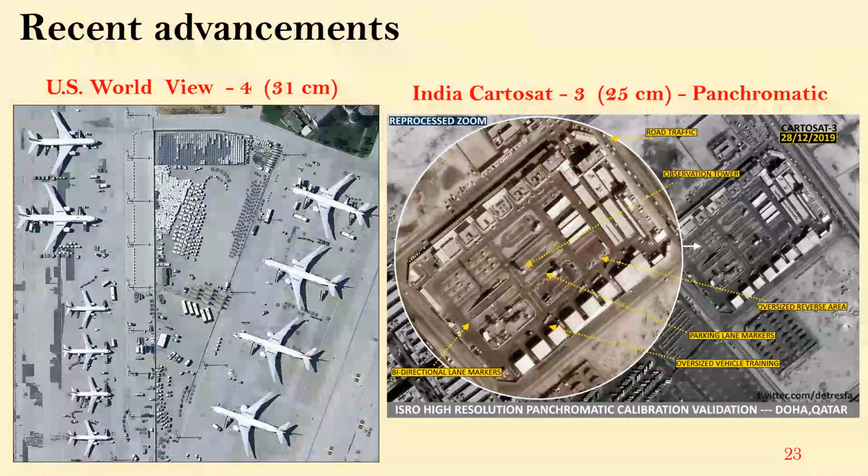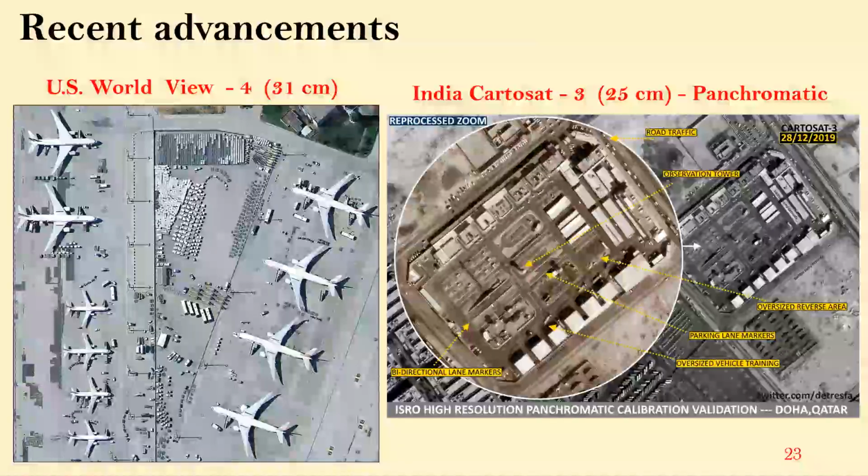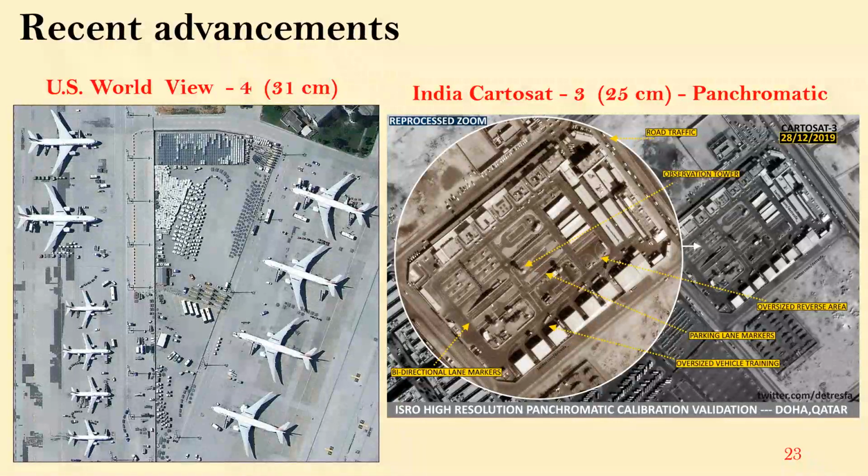Some of the recent advancements in remote sensing capabilities, as you could see on the right hand side: the US has developed this WorldView-4, which has a spatial resolution of 31 centimeters. That means any object larger than 31 centimeters could be easily mapped by this sensor. And India also developed a satellite, Cartosat-3, which is at present the highest spatial resolution satellite, with a spatial resolution of 25 centimeters.